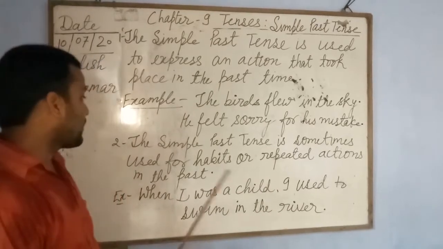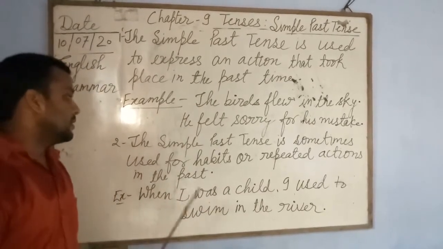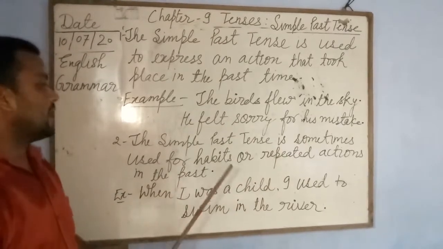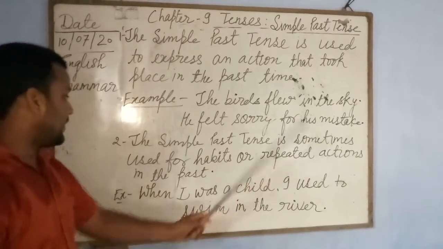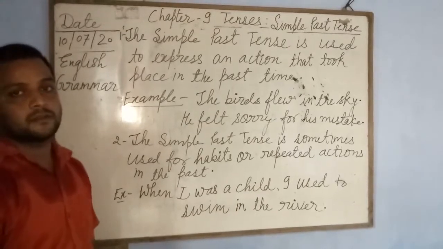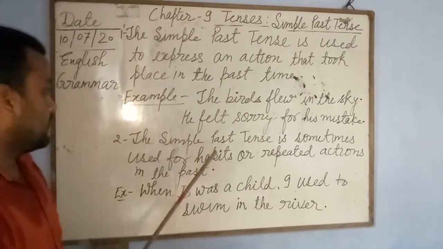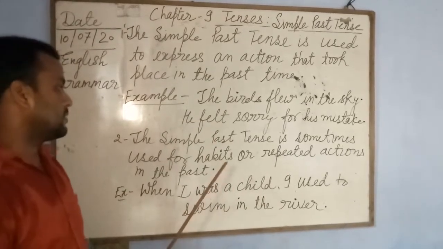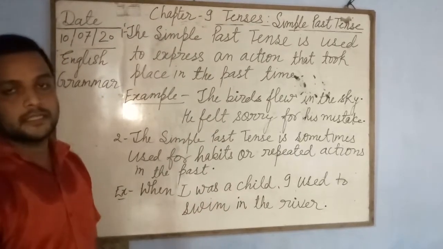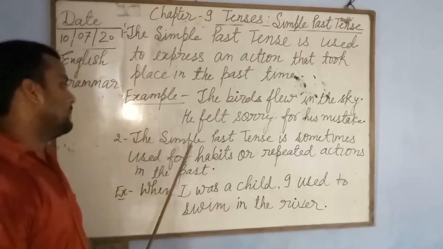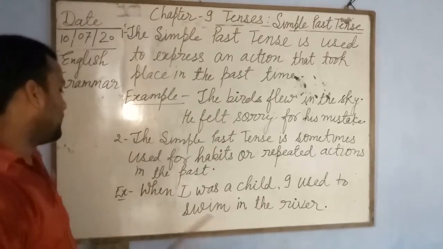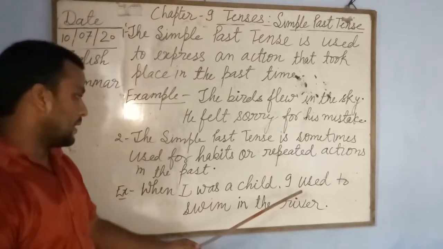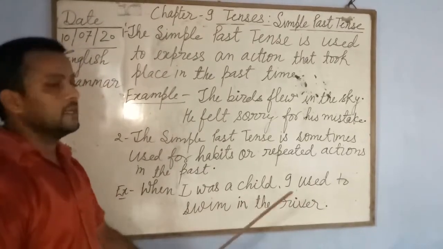Okay? Now see the second point. The simple past tense is sometimes used for habits or repeated actions in the past. When the sentence expresses habits or repeated actions in the past, we use simple past tense. For example, when I was a child, I used to swim in the river.